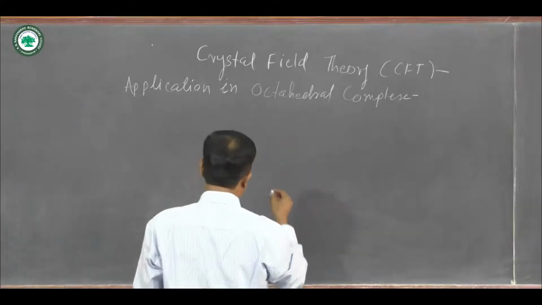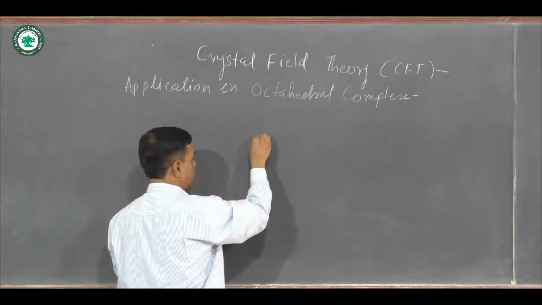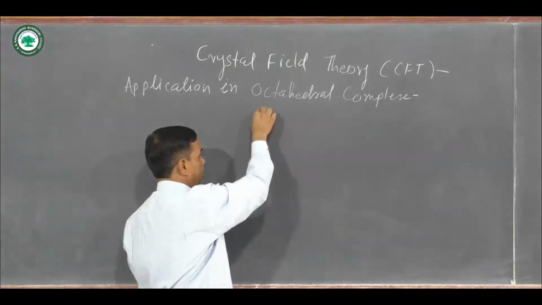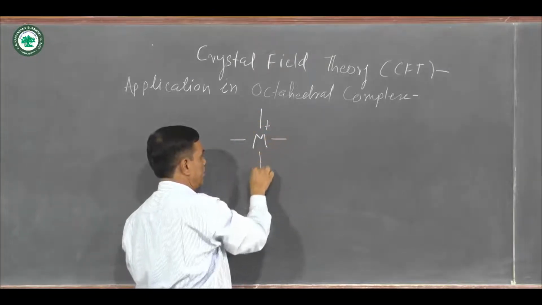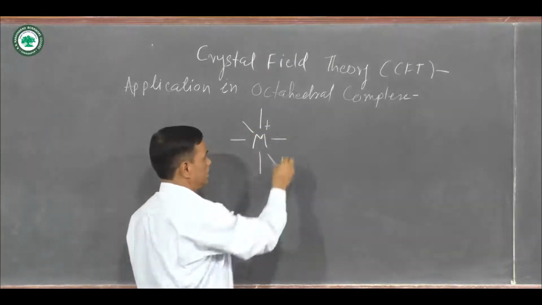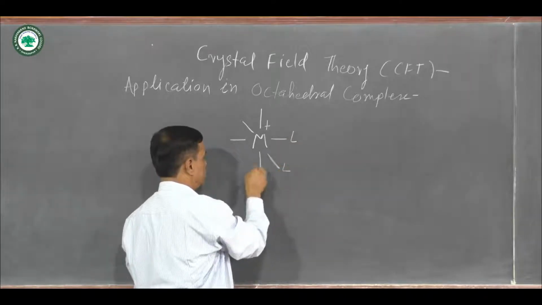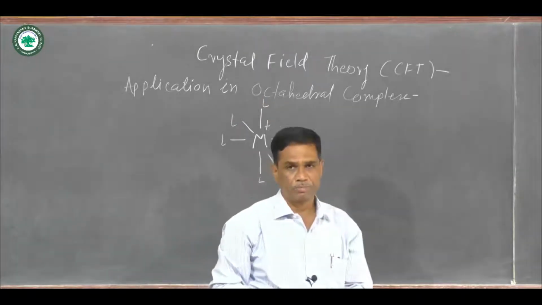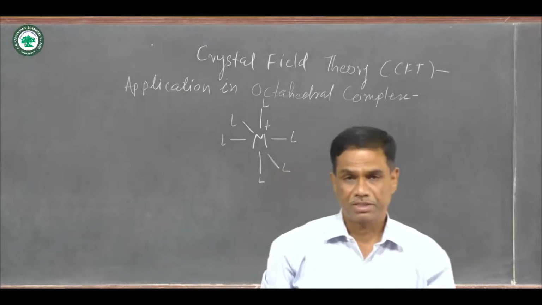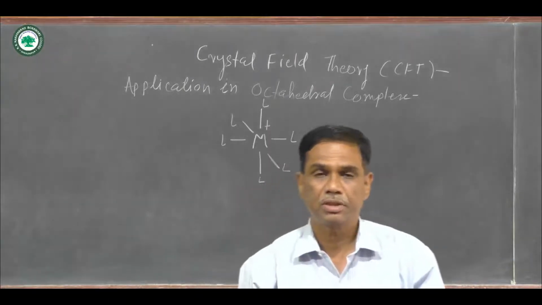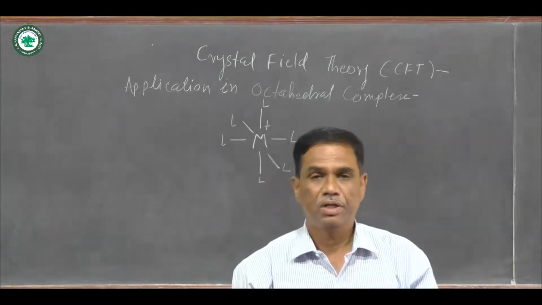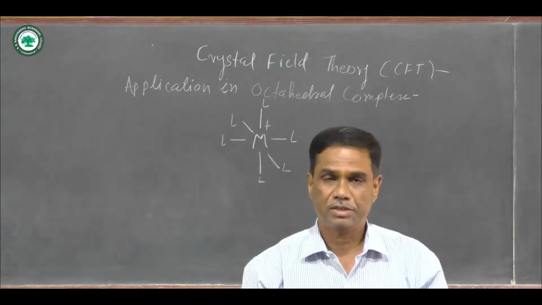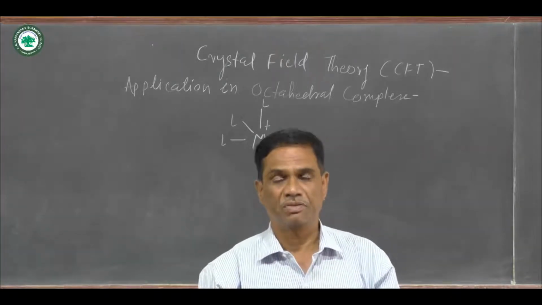You know that in an octahedral complex, according to the crystal field theory, the metal ion is at the center position and 6 ligands surround this metal ion. Here ligand number 1, 2, 3, 4, 5 and 6. Ligands are electron pair donors, and the negative end, delta negative, is attracted towards the positive central metal. That interaction is known as electrostatic force of interaction.